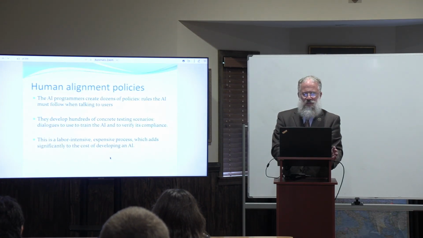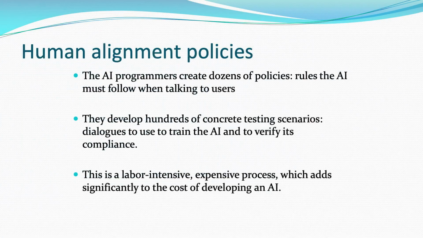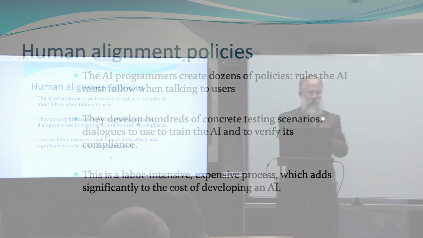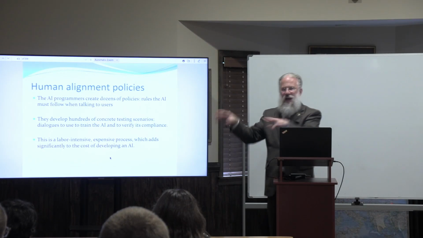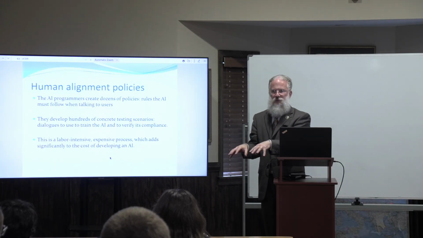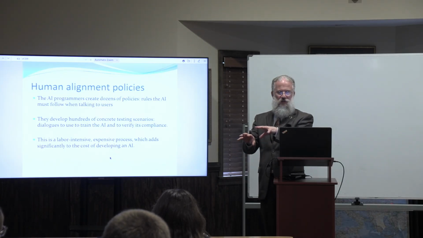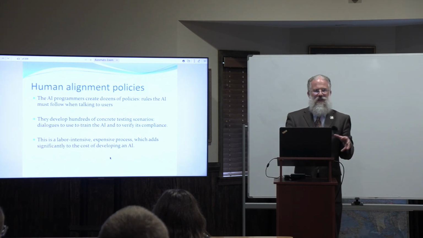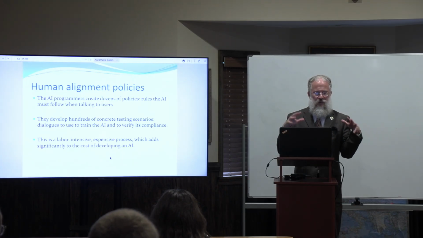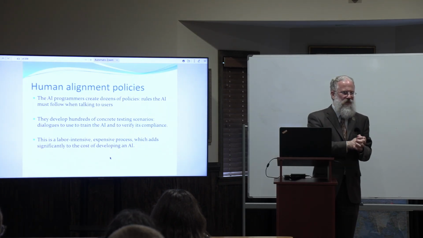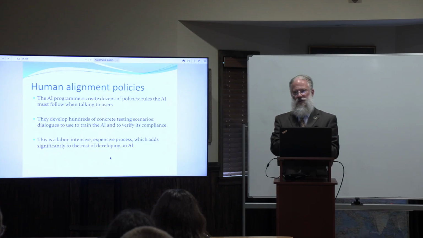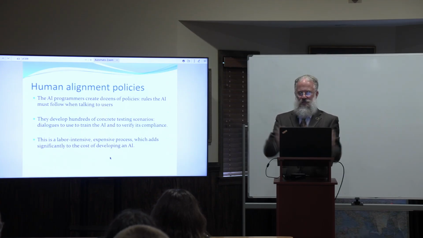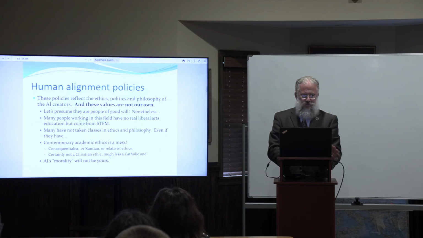So what happens next is that AI programmers create dozens of policies, which are rules that the AI must follow when talking to users. And then they develop hundreds of concrete scenarios. If the user says this, let's see how the AI responds, and then we'll evaluate whether it responded appropriately or not, and then tweak it to behave better if it didn't behave better in response to this test scenario. And this is a labor-intensive, hands-on, human-driven process, which is part of what makes professional AI development really expensive: the human alignment, getting it to behave better than the internet does.